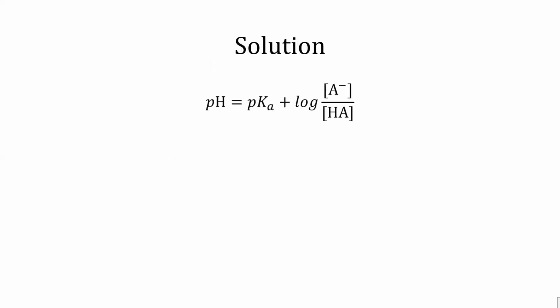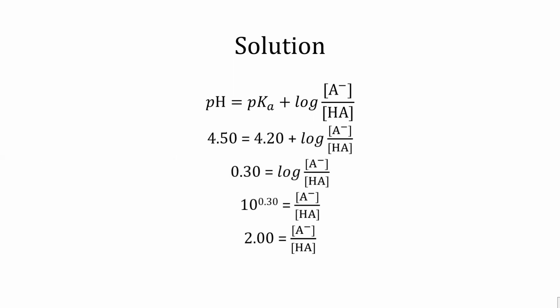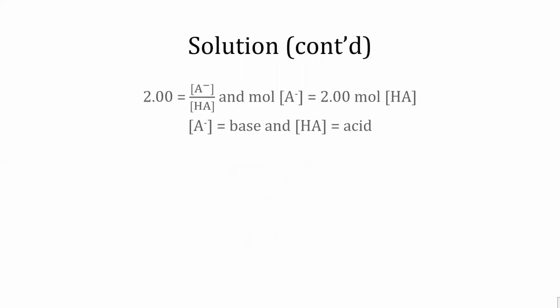The solution is that the ratio between base over acid is 2.00. Now we can rearrange since the volume is similar. Concentration of A minus equals 2.00 times concentration of HA, but will be expressed as moles.